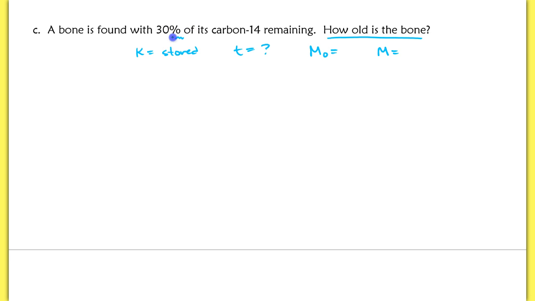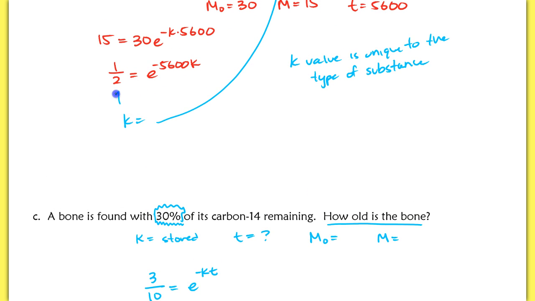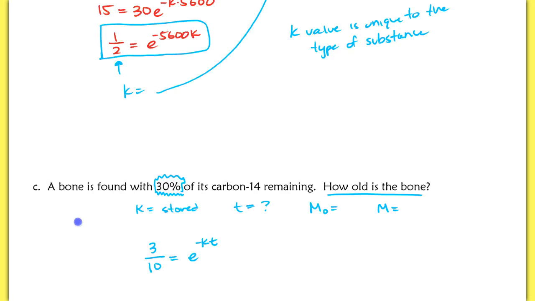Now, remember, it doesn't matter how much you initially have. Since we have 30% remaining, that means that we have 3/10 on the left-hand side of our equation, equaling e to the negative kt. It's similar to what we solved for here. Remember, half-life ended up looking like this. Now in this case, we don't have half, we have 30%. In other words, 3/10.